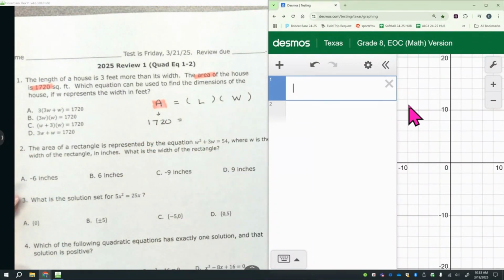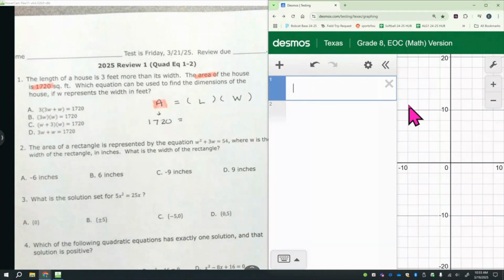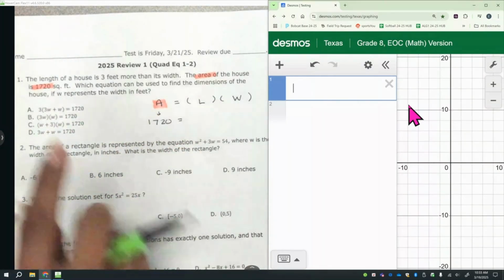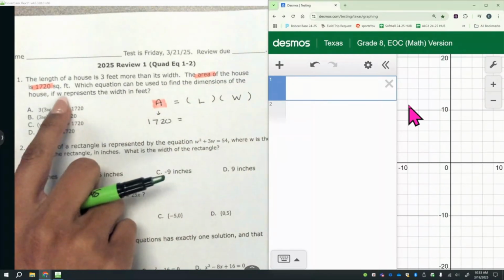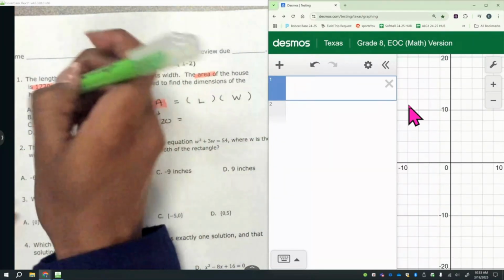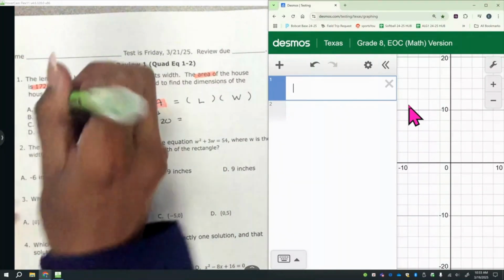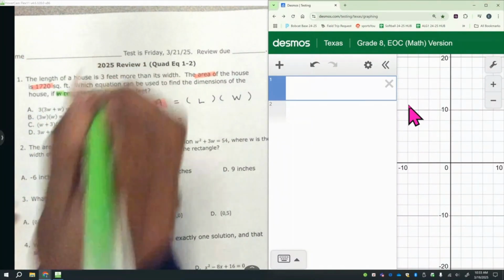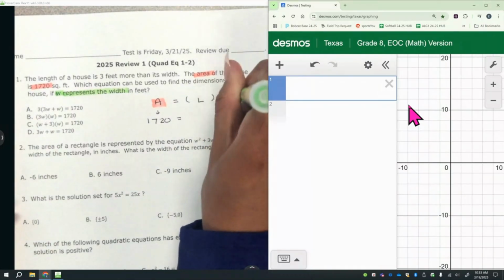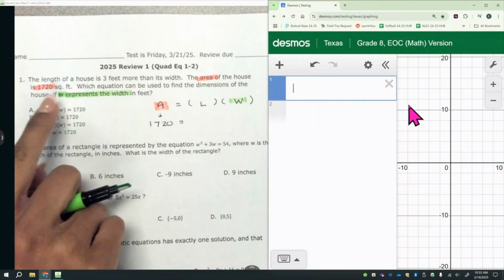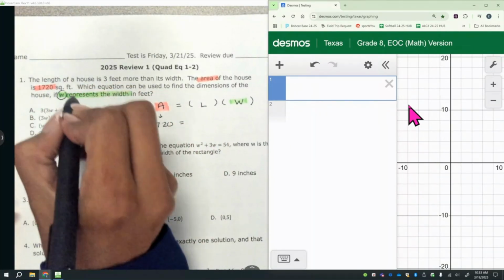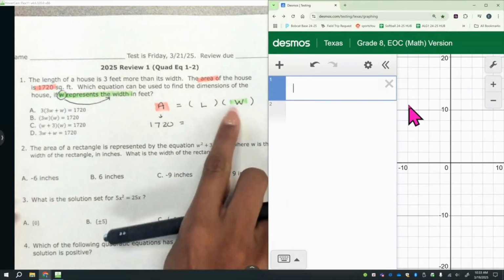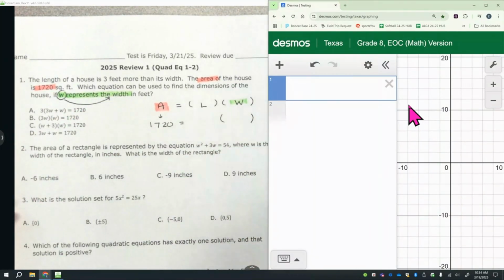Okay. So the next thing is my length and my width. Let's start with the width. Let's identify that. So I can see in the last sentence it says which equation can be used to find the dimensions of the house if W represents the width. So it's saying W represents the width. So if I ask you, what is the width? It's W. W represents width. So very simple. W is width. So anytime I see width, I'm just putting W.